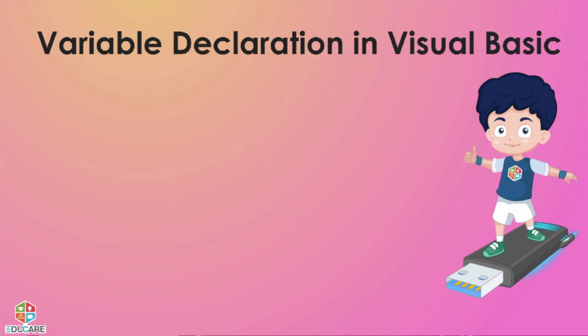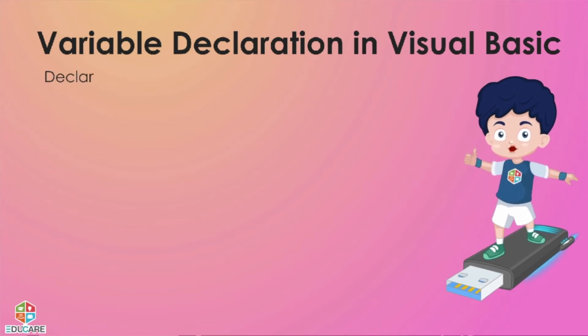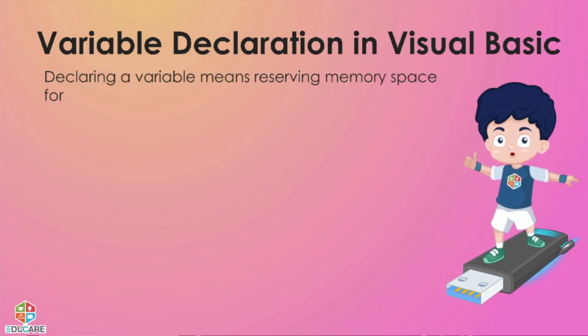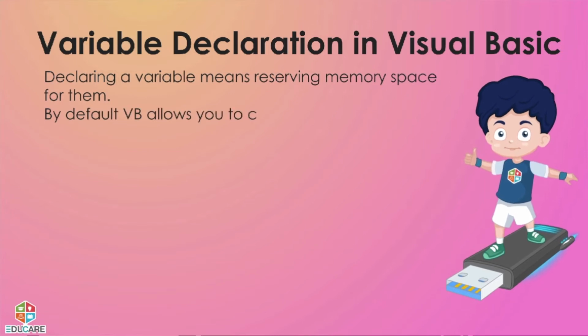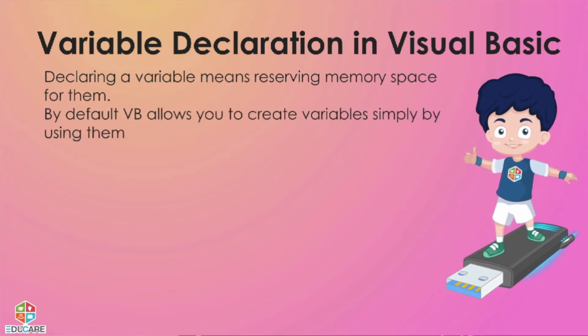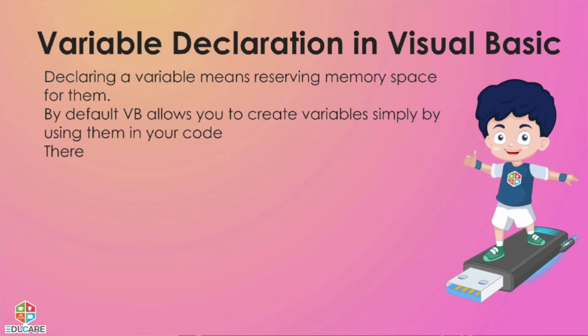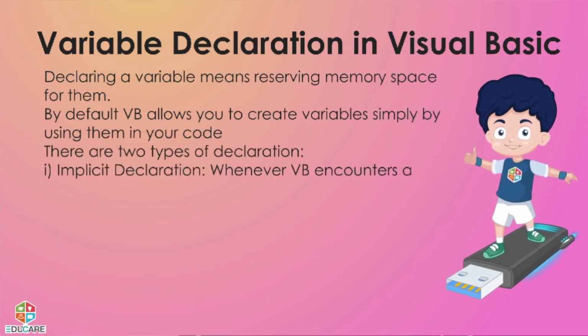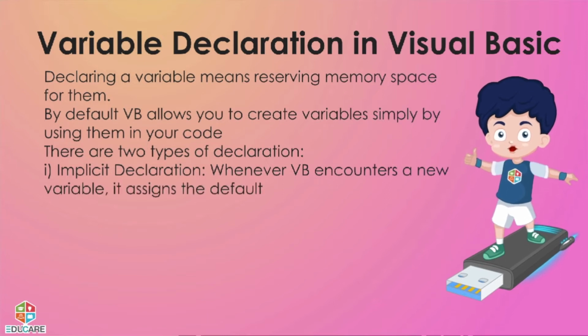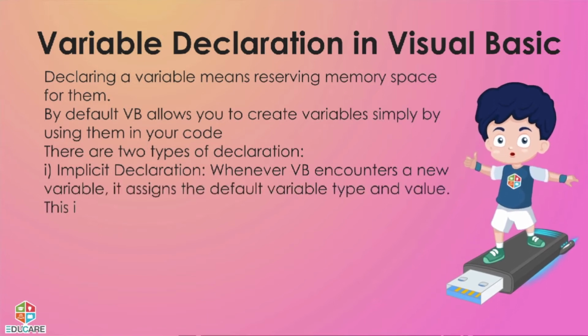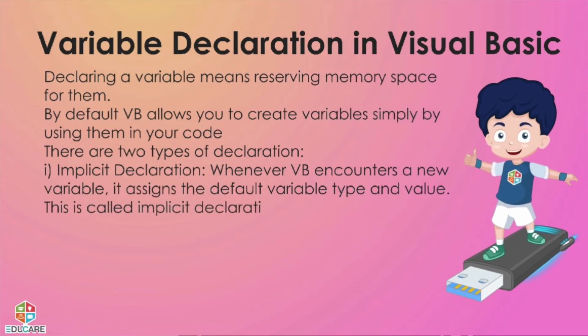Variable declaration in Visual Basic. Declaring a variable means reserving memory space for it. By default, VB allows you to create variables simply by using them in your code. There are two types of declaration. Implicit declaration: whenever VB encounters a new variable, it assigns the default variable type and value. This is called implicit declaration.